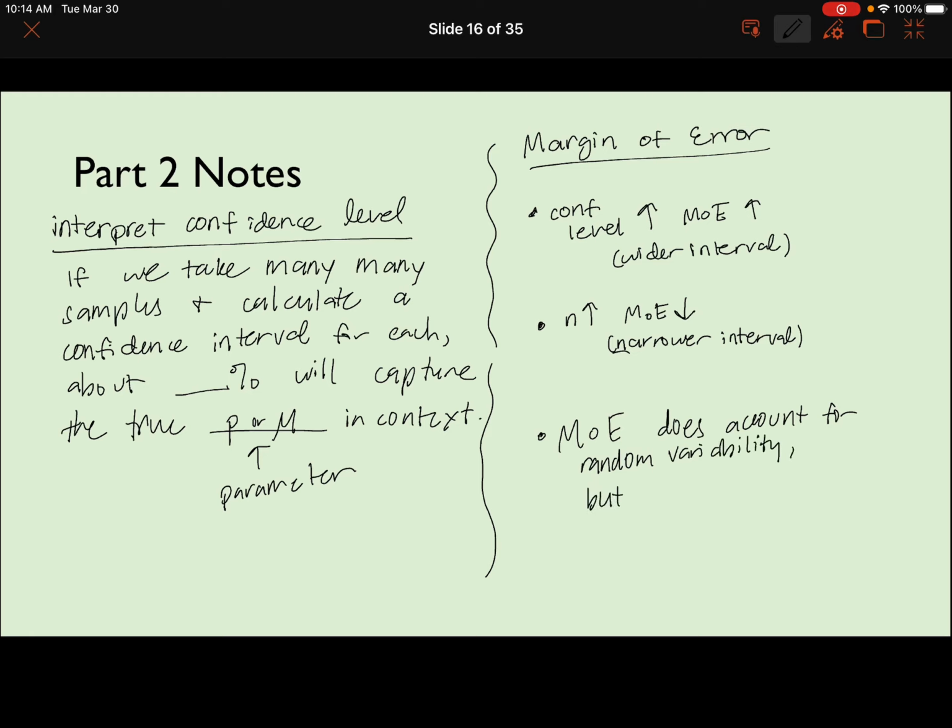but it does not account for bias. If your sampling method is biased, your margin of error is not going to help you with that. If you remember back to our project, if you have non-response bias or undercoverage bias or response bias, margin of error is not going to help you understand that. It's just going to account for random sampling variability.